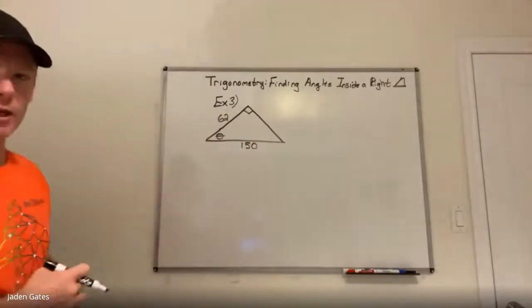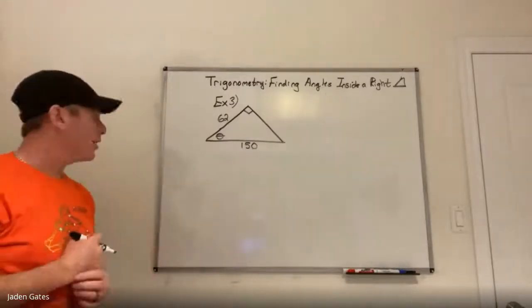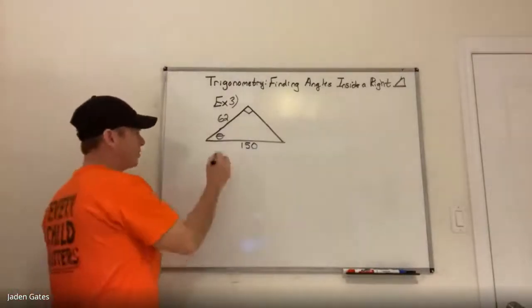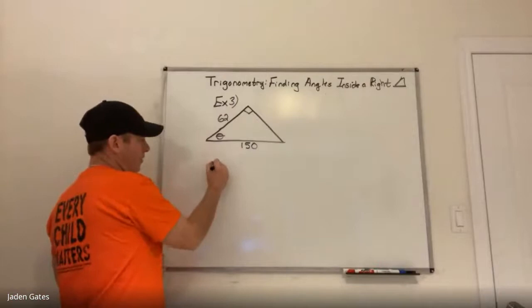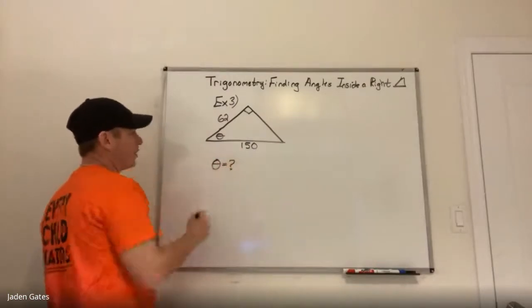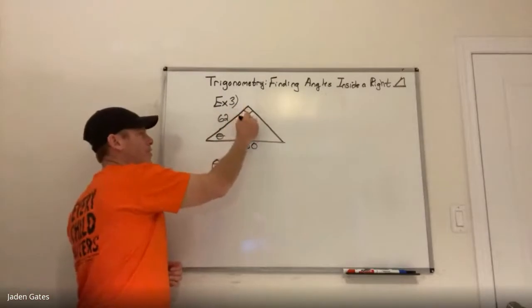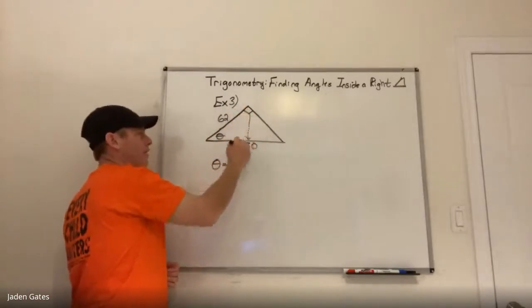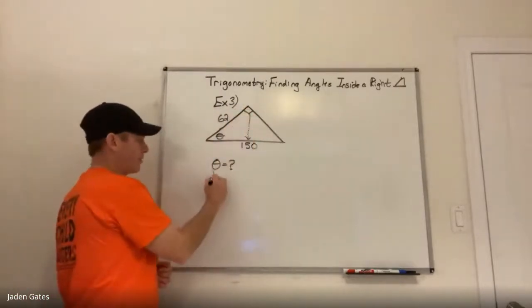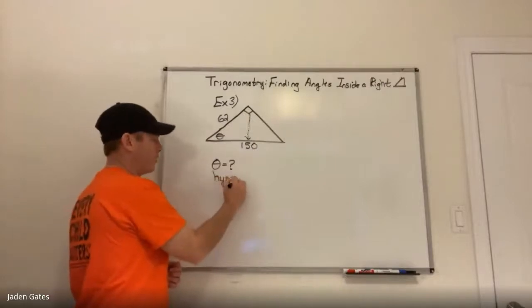Now, again, this triangle is all twisted upside down and everything. But again, we're looking for a theta, and again, looking for our given information. First thing I always do is I look at the right angle because I know the side across from it. That's my hypotenuse. So 150 is my hypotenuse.